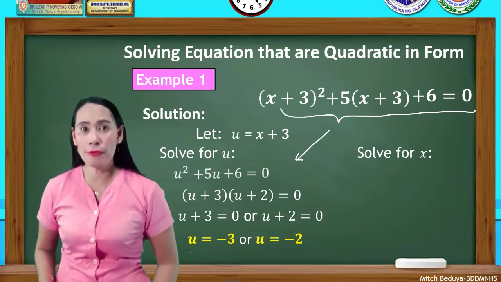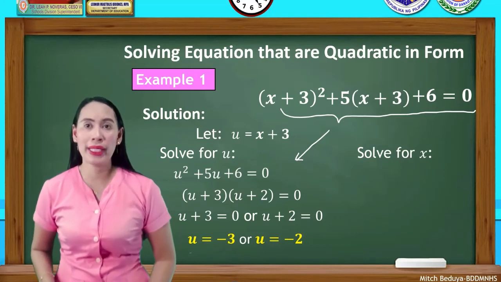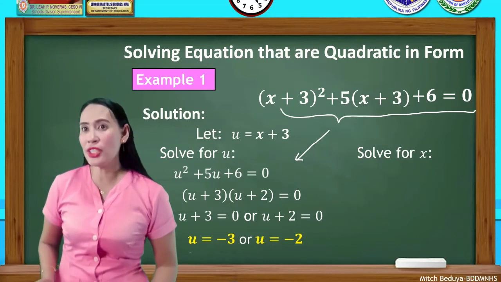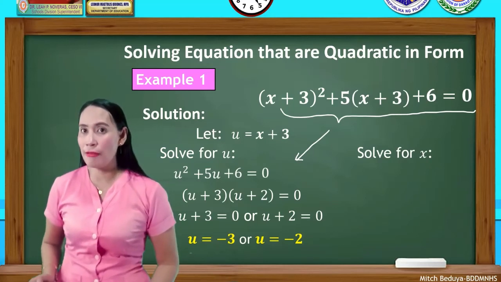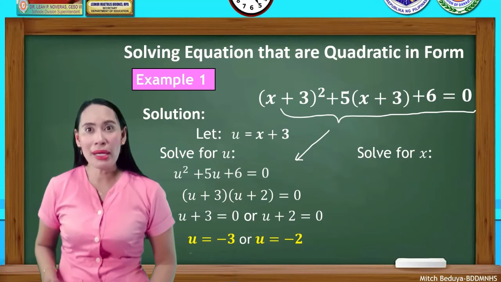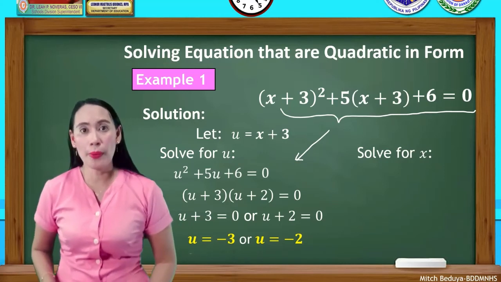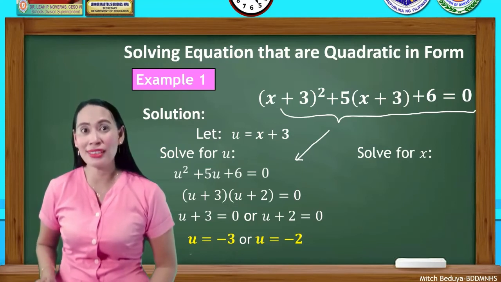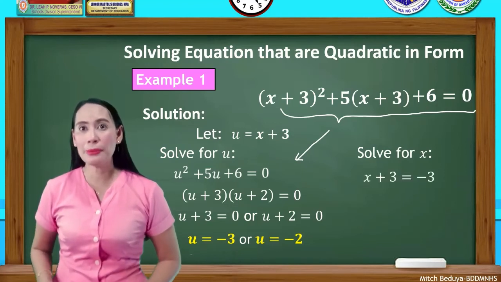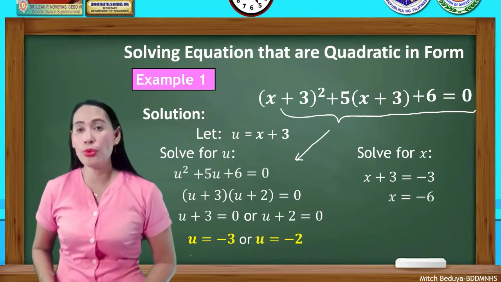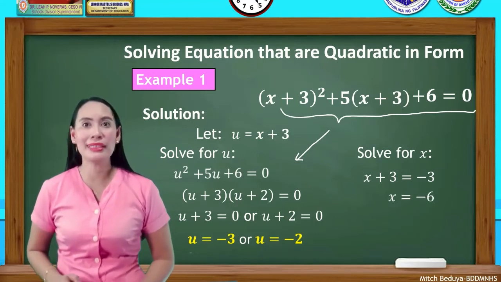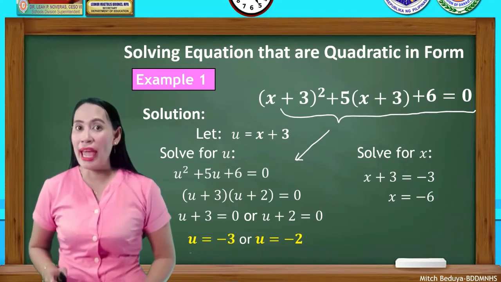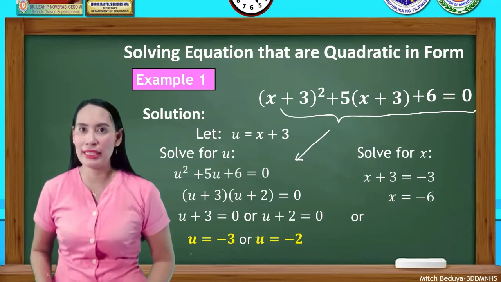So we already solved the value of u. So we can now solve the value of x. Since the original equation was in terms of x, we must solve for x. So we will recall our substitution, u equals x plus 3. We substitute negative 3 for u. So the equation becomes x plus 3 equals negative 3. Then x equals negative 6.